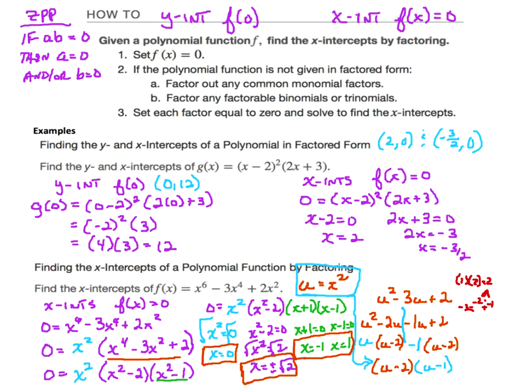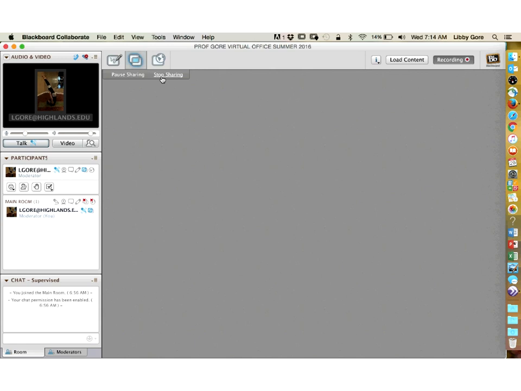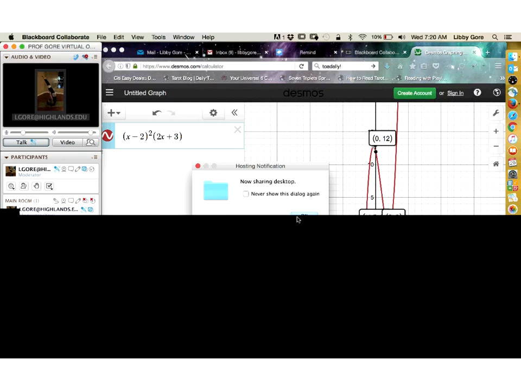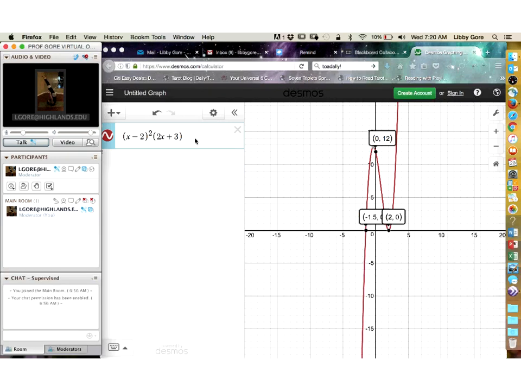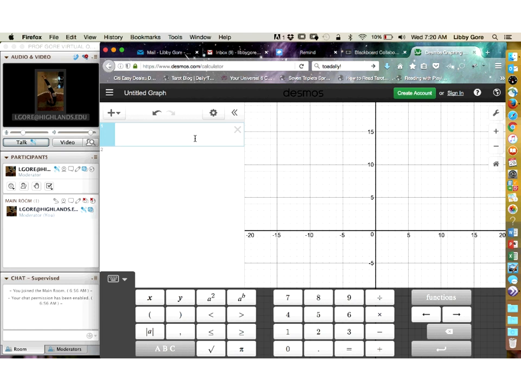Since this one's so interesting, I think it would be beneficial to take a look at this one as well, so let me write it down. F of x equals x to the 6th minus 3x to the 4th plus 2x squared. Let's take a look. Okay. X to the 6 minus 3x to the 4th plus 2x squared.